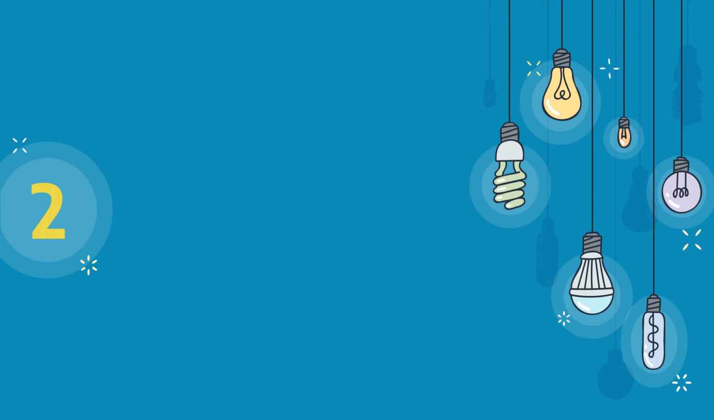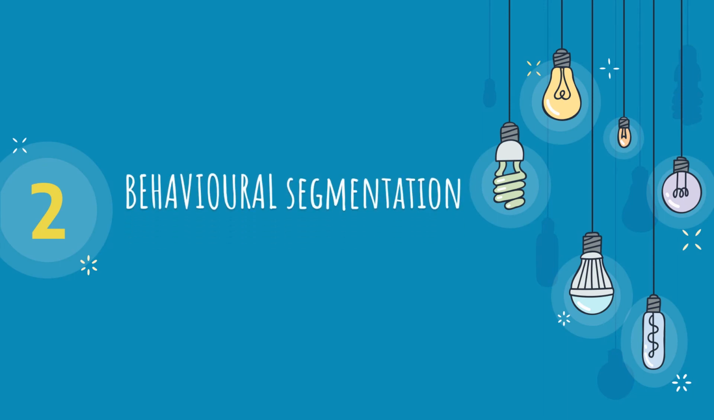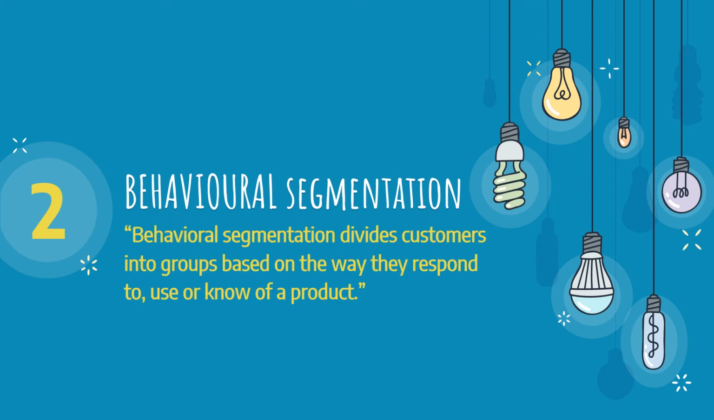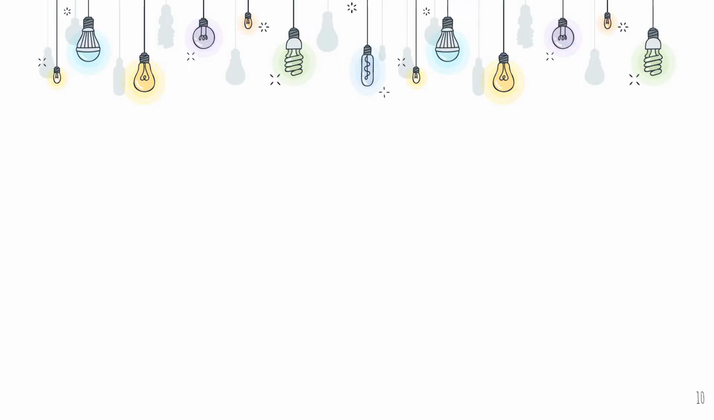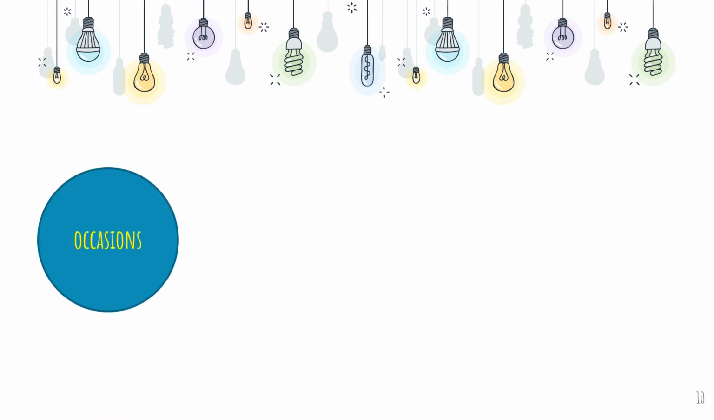Now let's look at the next segmentation. Here we'll be analyzing behavioral segmentation. Behavioral segmentation divides customers into groups based on the way they respond to, use, or know of a particular product. Now, this segmentation can be better explained with the help of three more parameters. Let's look at them. Number one, occasions. When a product is consumed or purchased. Let's take an example of Cadbury's campaign, Pehli Tarikh. They are encouraging consumption of the product around a specific occasion.